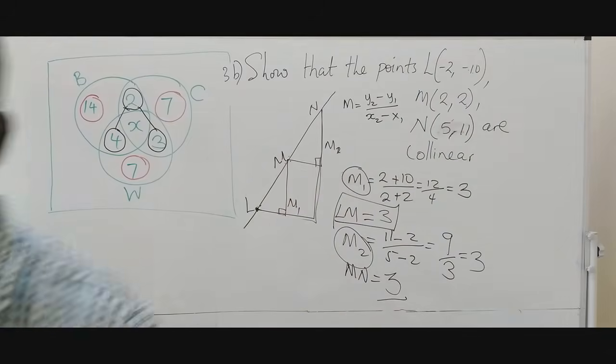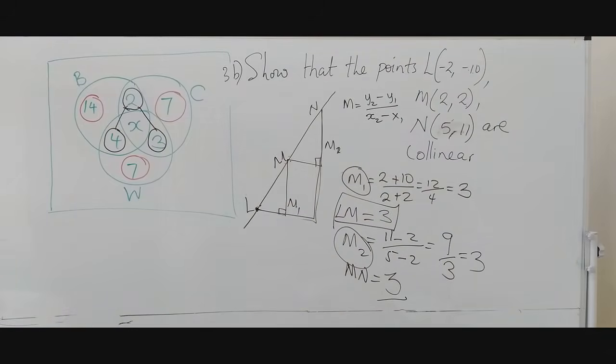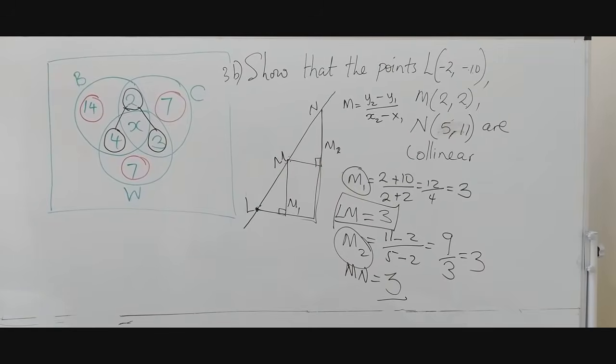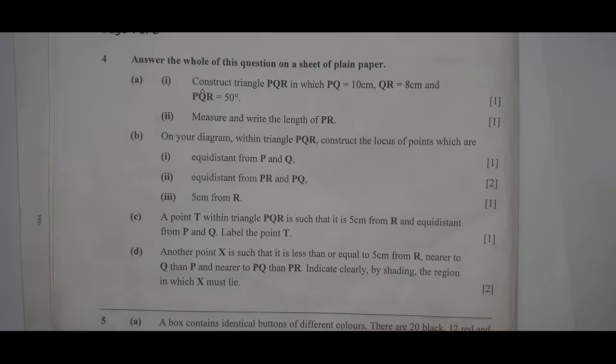So let's go to question 4, which is construction. So we come to question 4, which is on construction. And question 4a reads: construct a triangle PQR in which PQ is 10 centimeters, QR is 8 centimeters, and the angle PQR is 50 degrees. Measure and write the length of PR.